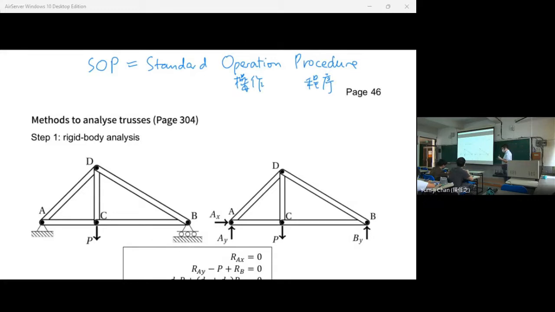When we say SOP, it usually means this one. So we have a standard way to work on trusses. We have an SOP to analyze trusses, and we have two steps. The first step is rigid body analysis, which is identical to chapter 4.